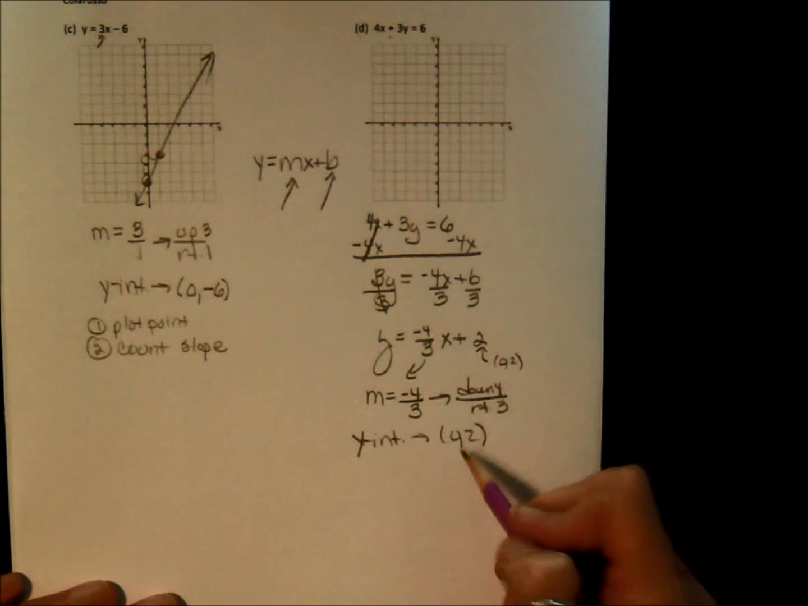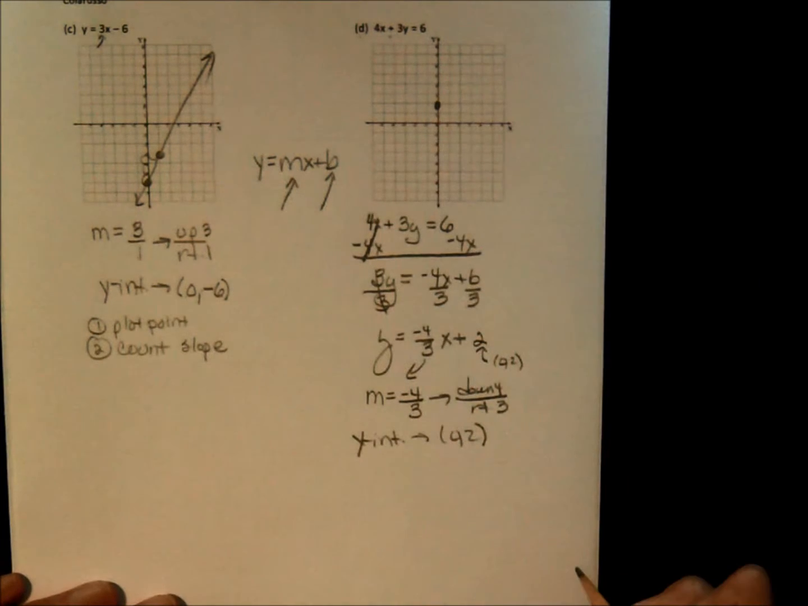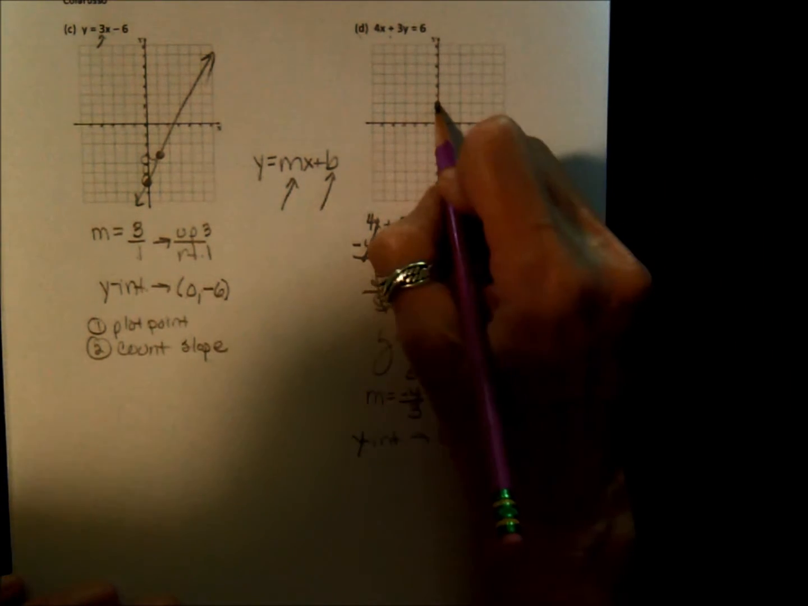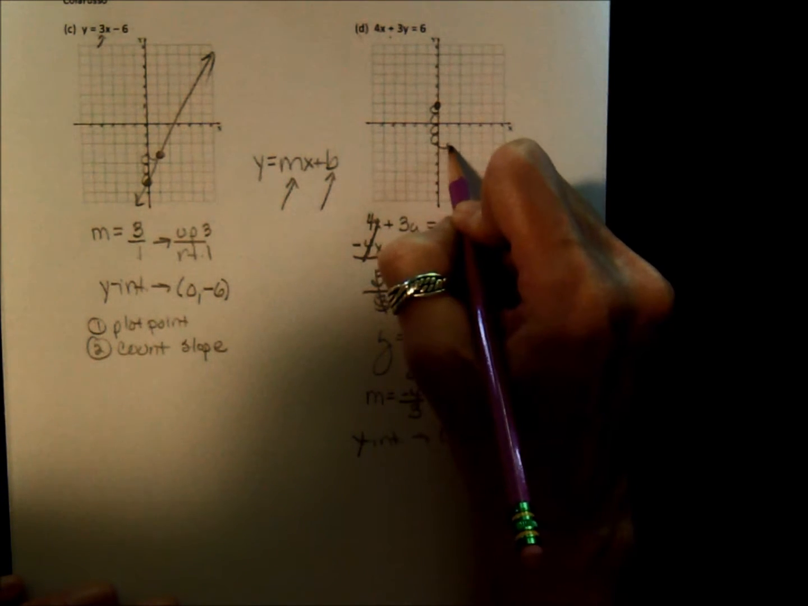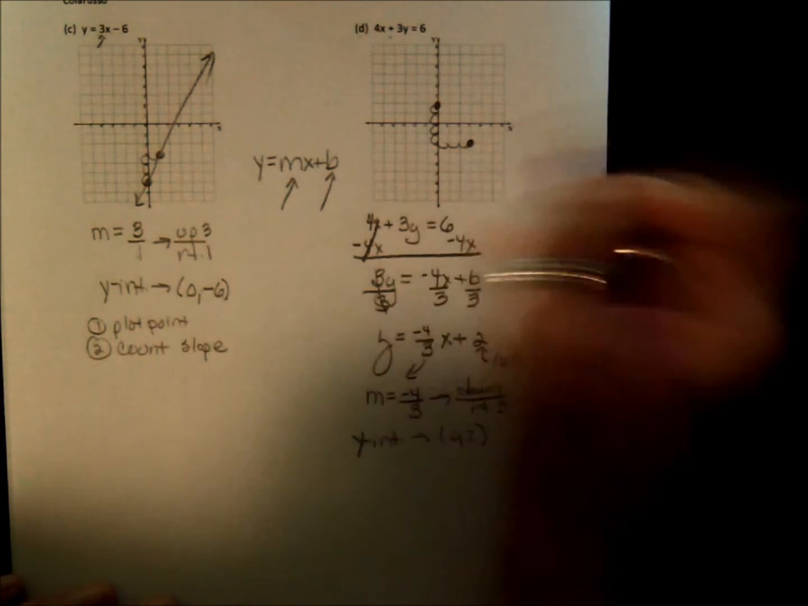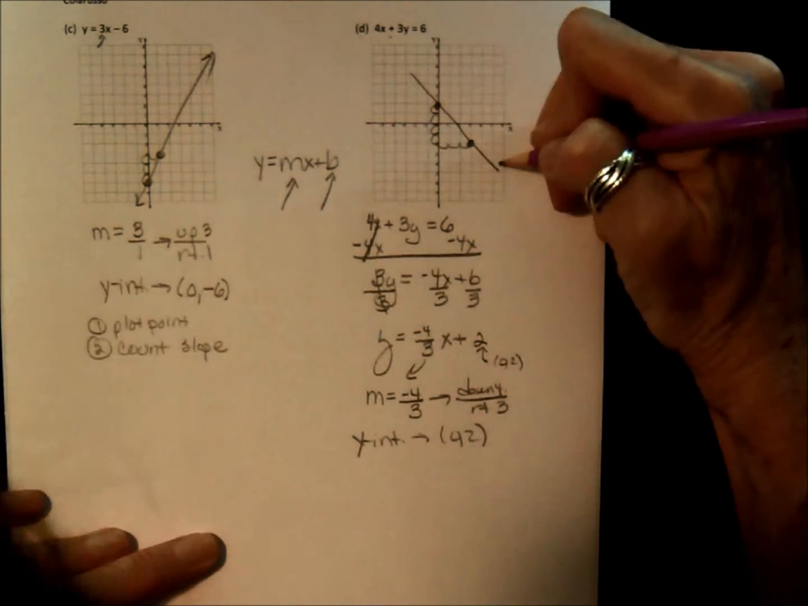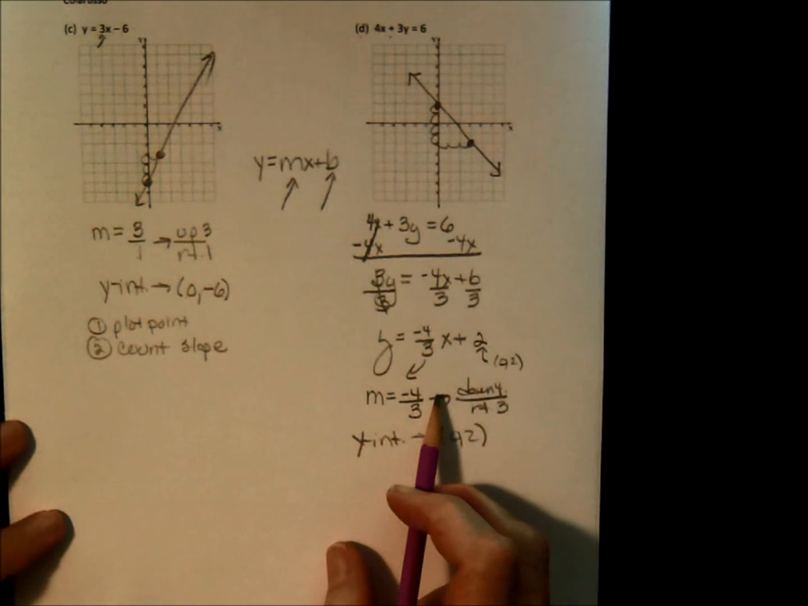So I'm going to plot my point, 0, 2, right there, and I'm going to count my slope, down 4, right 3. Down 1, 2, 3, 4, right 1, 2, 3, and I have it. If I could draw this straight without a ruler, oh, that wasn't too bad. So we've used whatever information we were given to graph our line.